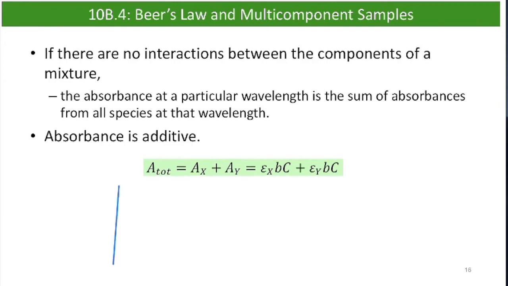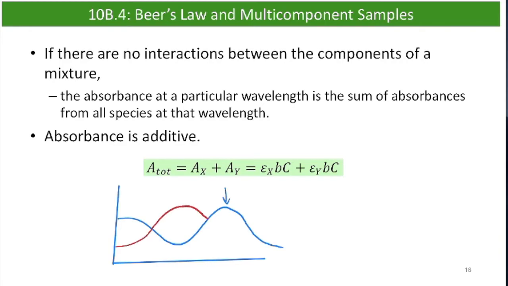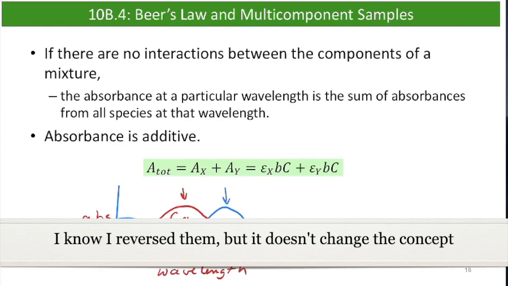So it might look something like this, where we have an absorbance spectrum of cobalt, which might look something like this. Its wavelength of maximum absorbance is right there. And then we have chromium, which might look something like this, where its maximum absorbance is here. So we have absorbance and wavelength. That's our absorbance spectra for both cobalt and chromium. Here's cobalt and here's chromium.